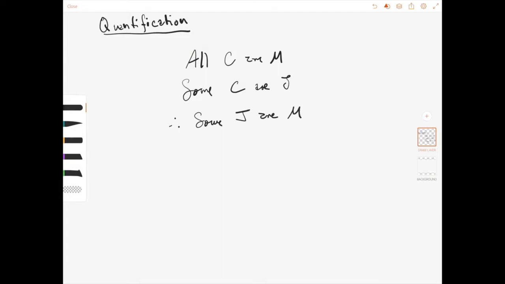Suppose we turn our attention back to categorical logic, and we look at an argument like: all cows are mammals, some cows are jerseys, therefore some jerseys are mammals. Now, if we look at this argument and we were to formalize it using only the tools of propositional logic, there's no way we could prove this argument valid. And here's why. This is a proposition.